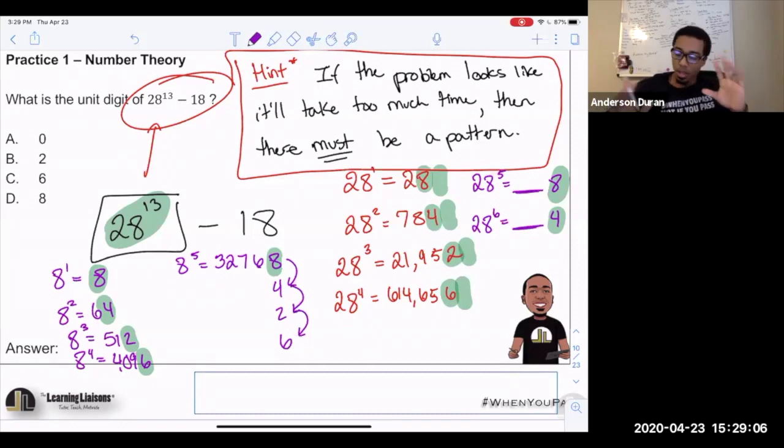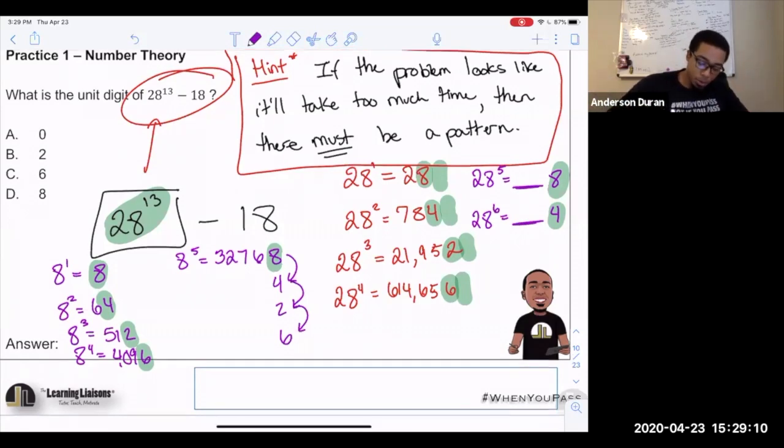So again, here's what we're trying to notice. The pattern here. We're just trying to notice the pattern because we don't know what the heck this number is going to be. We can't even write it out on our calculators. We just want the unit digit of that number. So we looked at the patterns. 8 to the power of 1, that's 8. Then the next power is a unit digit of 4, then 2, then 6, and it repeats every 4 numbers.